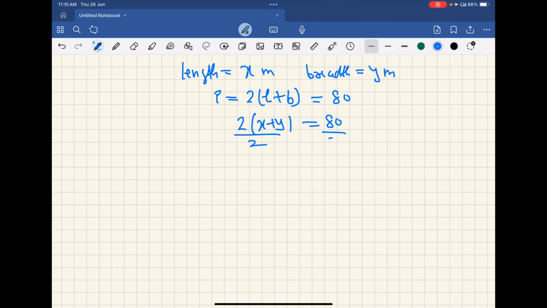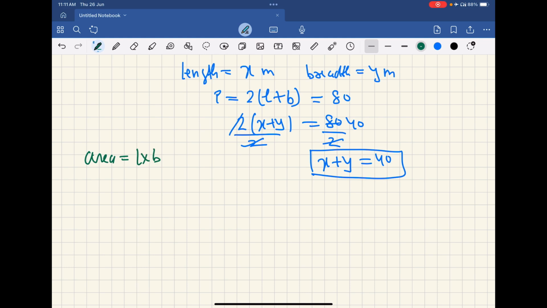दोनों साइड्स को 2 से डिवाइड कर देते हैं तो क्या हो जाएगा, हमको मिलेगा x plus y equals 40. So ये तो हमारा एक इक्वेशन हो गया. Then it says and the area is 400 meter square. Now area कैसे निकालते हैं रेक्टेंगल का? Area is length into breadth which is equal to 400 meter square. So हम क्या बोल रहे हैं कि x into y is 400.